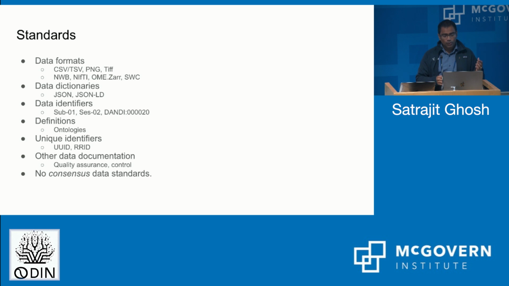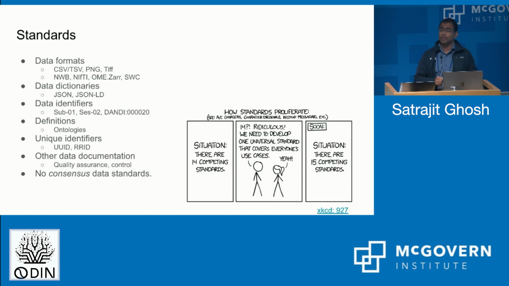And finally, when none of these exists for a certain thing, maybe there isn't a consensus standard, and we go on to build one, right? Unlike this one, right? There are 14 competing standards. Ridiculous. I'll build a standard to rule them all. Now there are 15 competing standards.